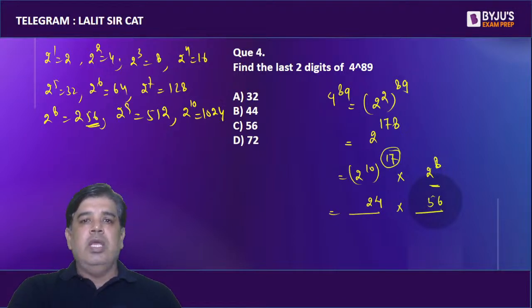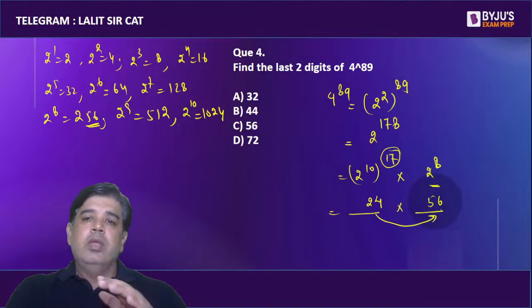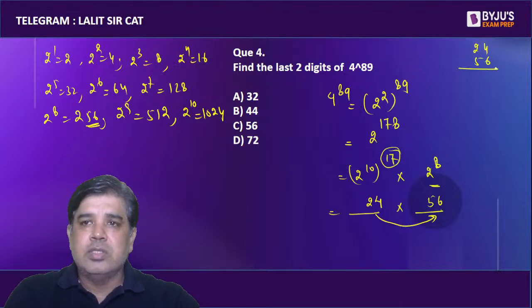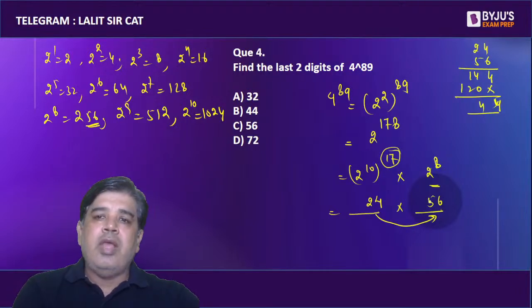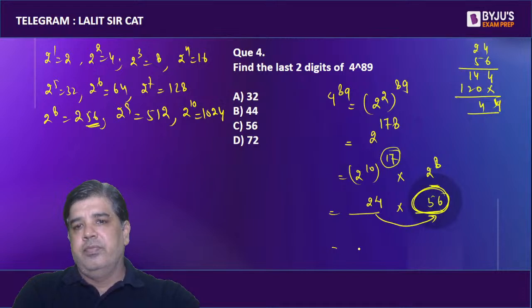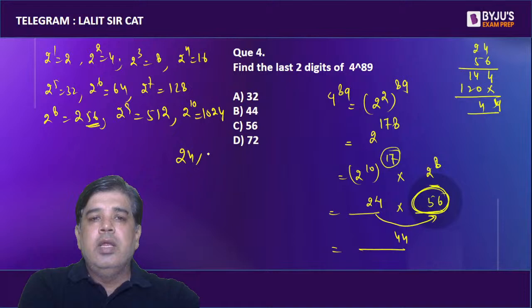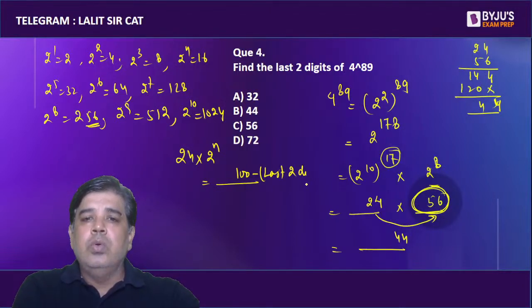Right? Now see, there is one more rule which is related to 24 into the last two digits of power of 2. If you multiply 24 with 56, so 6 into 4 is 24 and 120, right? So the last two digits are 44, which is actually 100 minus 56, right? So whenever you are multiplying 24 into 2 raised to power n, then the last two digits is 100 minus last two digits of 2 raised to power n.